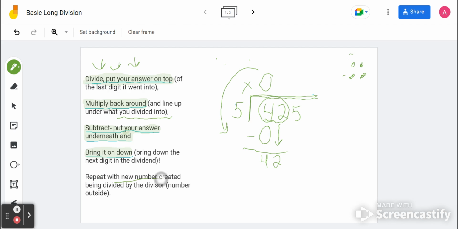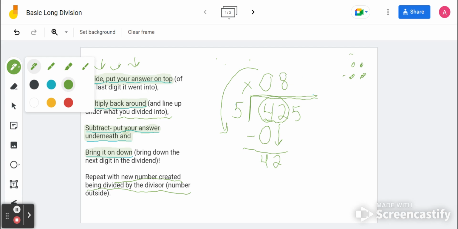I repeat with the new number that was created being divided by the divisor. My new number created is 42. Now I divide that by 5. So how many 5s are in 42? We can count by 5: 5, 10, 15, 20, 25, 30, 35, 40. Oh, 45. Oh, that's too many. So it went in 8 times. Now divide, put your answer on top of the last digit that it's going into. Since it's going into 42, the 8 goes above the 2.